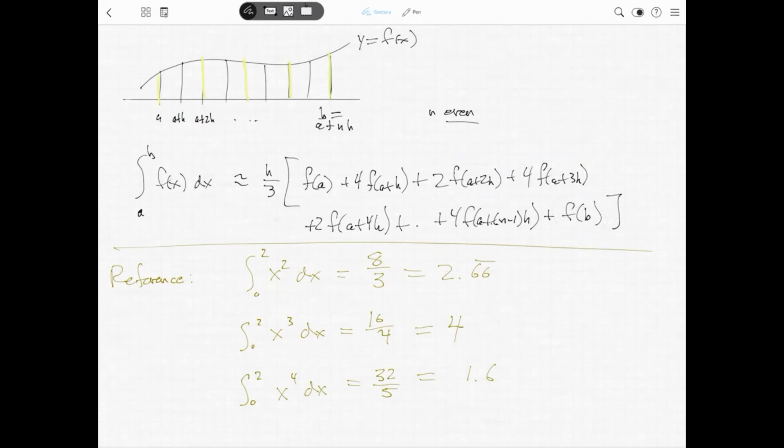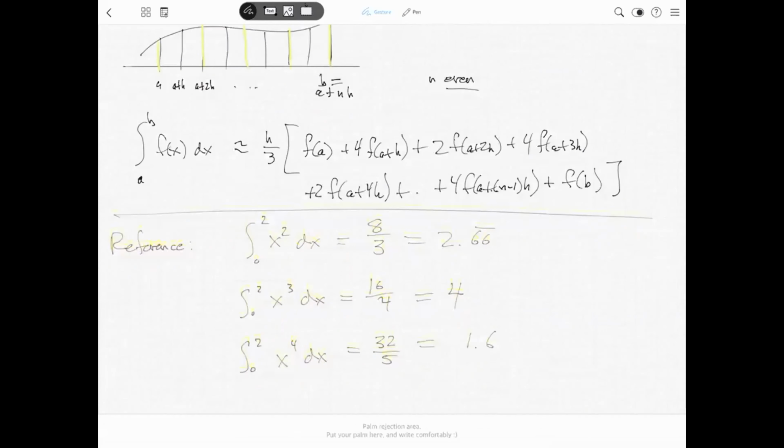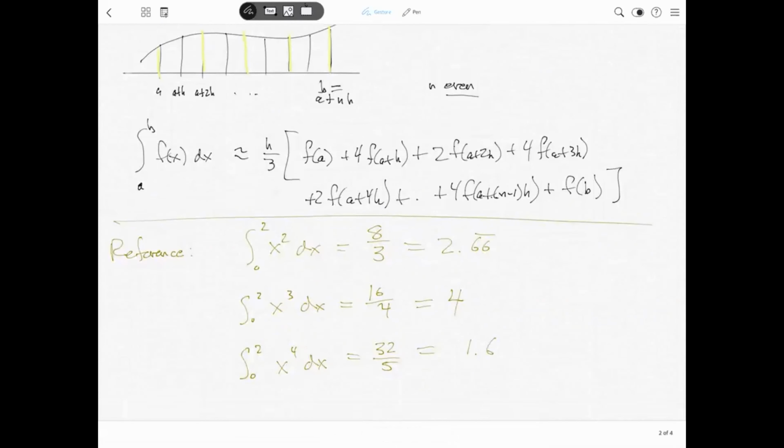So, right, what this basically boils down to is that we're going to count the extreme outer endpoints A and B once. We're going to count the even indexed points 4 times, and we're going to count the odd indexed points, they're each going to count 2 times, right? Now, we're going to try this out on the computer.